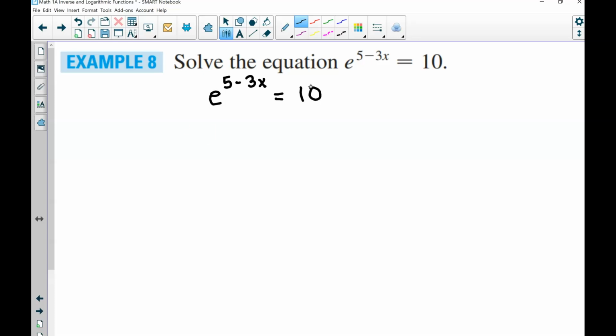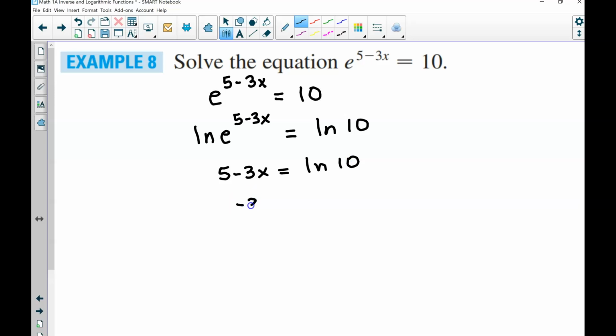So what we can do on both sides here is take the natural log of both sides. That allows us to use the properties of logarithms. Since this has a base of e, the natural log of e to the 5 minus 3x becomes 5 minus 3x, which is equal to the natural log of 10. And now it just becomes an equation, and we're solving this equation.